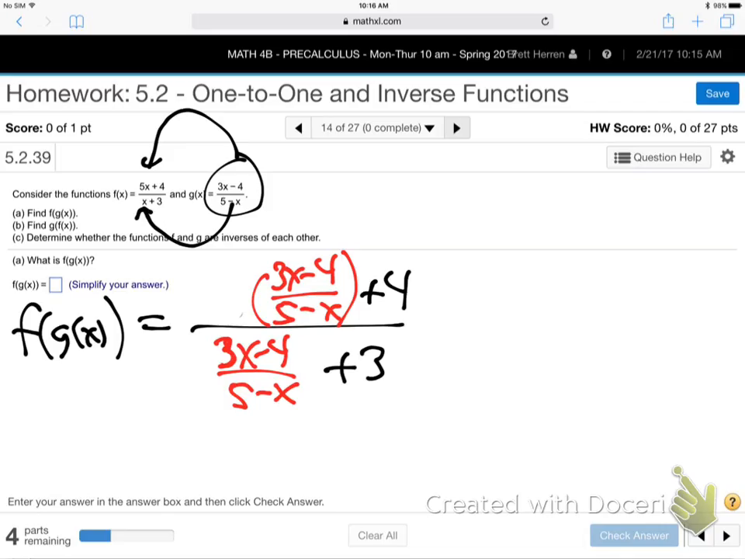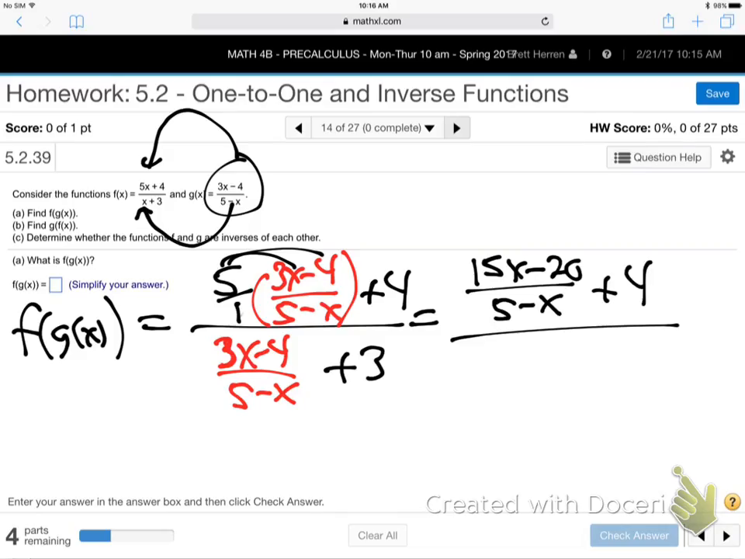Yeah, it's 5. Any whole number is always over 1, huh? So just let it go to the top. I think that might be nice, just to get him taken care of. 15x minus 20. Let's just get him out of the way because he's kind of weird looking.